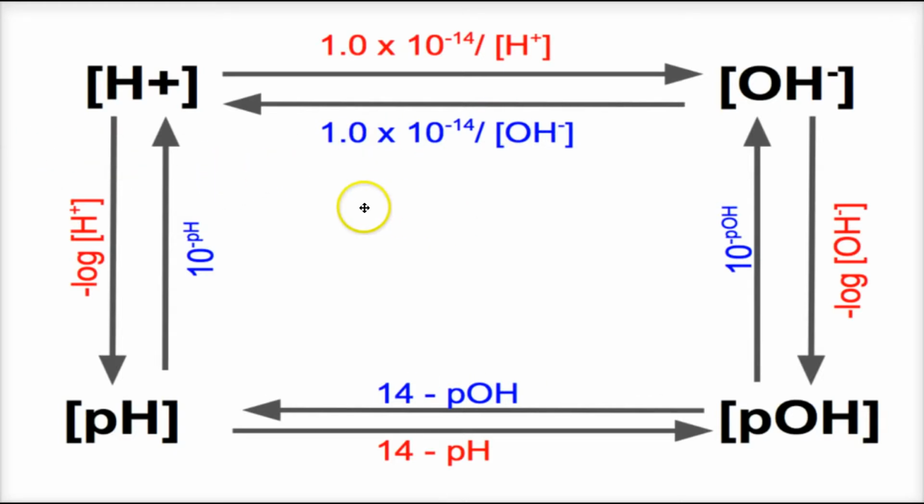This little diagram allows you to figure out problems where you're going from hydrogen ion concentration to pH, OH minus concentration to H plus, etc., etc. So if we use this diagram in the example problems that we're going to do, we should have no problem making these calculations. So let's jump right in here and take a look at a few examples.